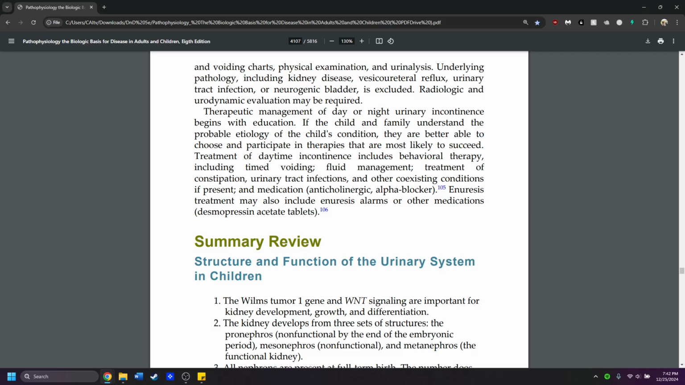Therapeutic management of day and night urinary incontinence begins with education. If the child and family understand the probable etiology of the child's condition, they are better able to choose and participate in therapies that are most likely to succeed.